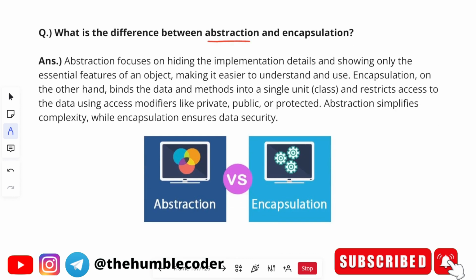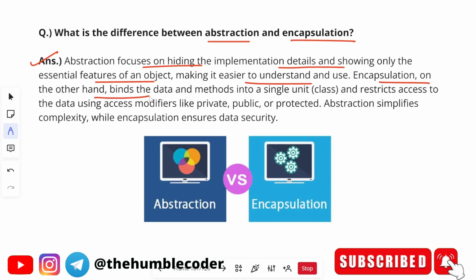What is the difference between abstraction and encapsulation? So now you can also get questions on differences between OOPS principles. Okay, let's see the answer for this question. Abstraction focuses on hiding implementation details and showing only the essential features of an object, making it easier to understand and use.